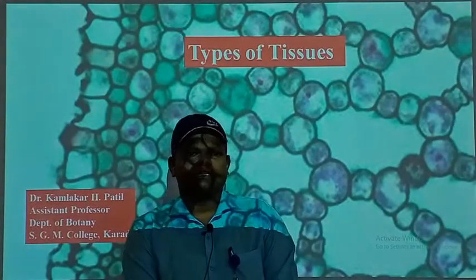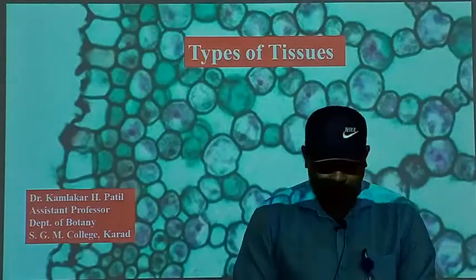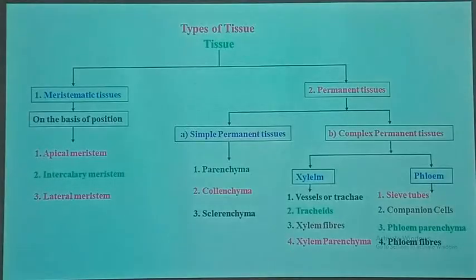Today we will discuss in detail the types of tissues. So before we go on to study the types of tissue, we need to know what a tissue is. A tissue is a group of cells having the same origin and similar function. Tissues are of two types, that is meristematic tissue and permanent tissue.